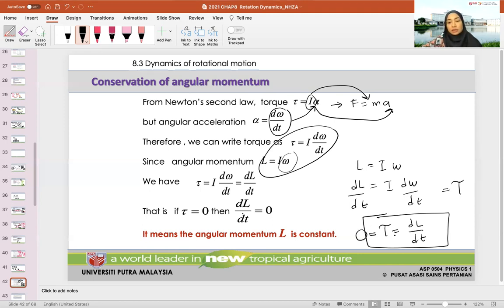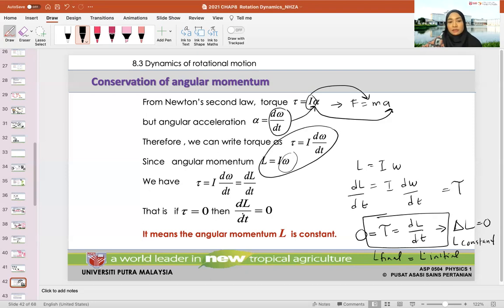If torque is equal to 0, dL dt is equal to 0, which means that the change in L is equal to 0, which means that L is constant. When L is constant, only then will the change in L be 0. L constant here means L final is equal to L initial. So if these two are the same, the change in L is equal to 0.